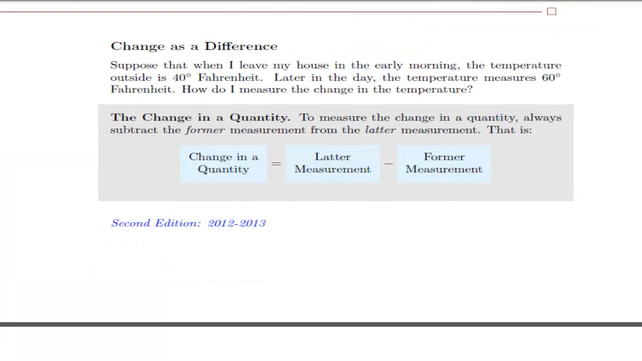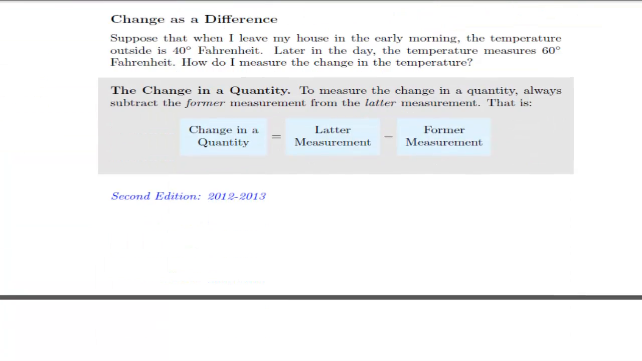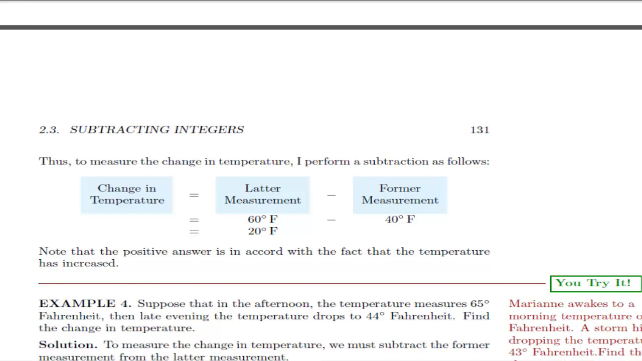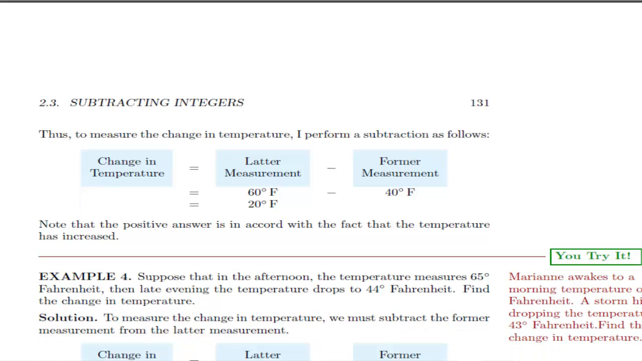Change as a difference. Suppose that when I leave my house in the early morning, the temperature outside is 40 degrees Fahrenheit. Later in the day, the temperature measures 60 degrees Fahrenheit. How do I measure the change in the temperature? The change in a quantity: to measure the change in a quantity, always subtract the former measurement from the latter measurement. That is, change in quantity equals latter measurement minus former measurement. Thus, to measure the change in temperature, I perform a subtraction as follows. Latter measurement is 60 degrees Fahrenheit minus the former measurement 40 degrees Fahrenheit. The difference is 20 degrees Fahrenheit. Note that the positive answer is in accord with the fact that the temperature has increased.